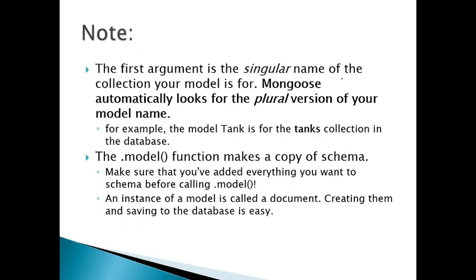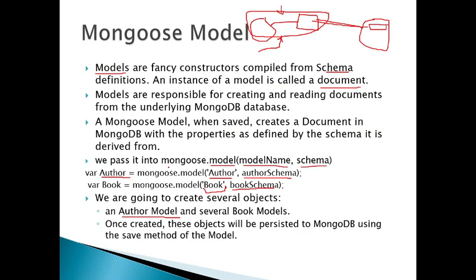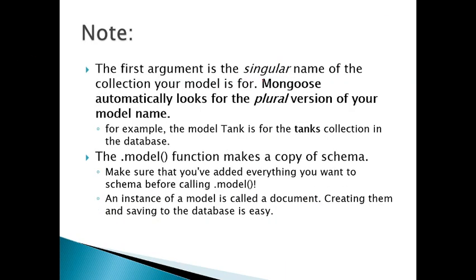The first argument is the singular name of the collection. Alternatively, what you are saying is Author with a capital. It will create a collection in your database with the name authors, A-U-T-H-O-R-S. So the first argument is the singular name of the collection. Mongoose automatically looks for the plural version of your model name. For example, the model Tank is for the tanks collection. Now here you can see, first, the capital letter will be transformed into a lowercase letter, and second, it will be the plural form of the singular form. So this is your model name and this will be your collection name.